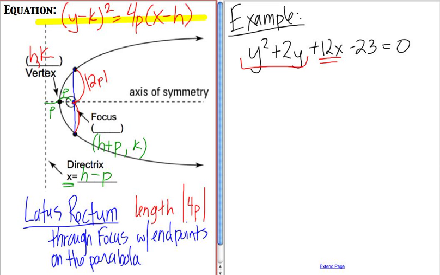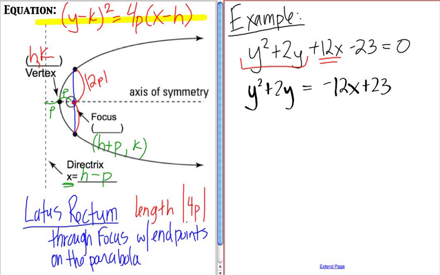Now I'm going to complete the square just like I always do, but before I do that, I'm going to move everything else to the other side because I know in my standard form I have y squared on the left, and everything else is on the right. So now I'm going to complete the square here, and it will end up being y plus 1 squared. What's created as my perfect square is a 1, so to complete that square I have to add 1 on the right to keep it balanced.